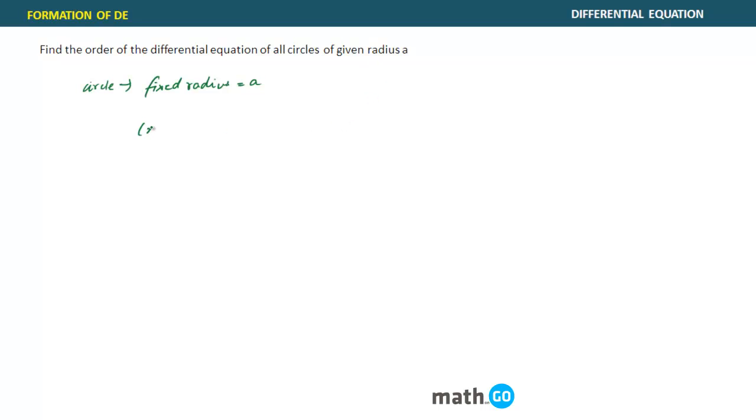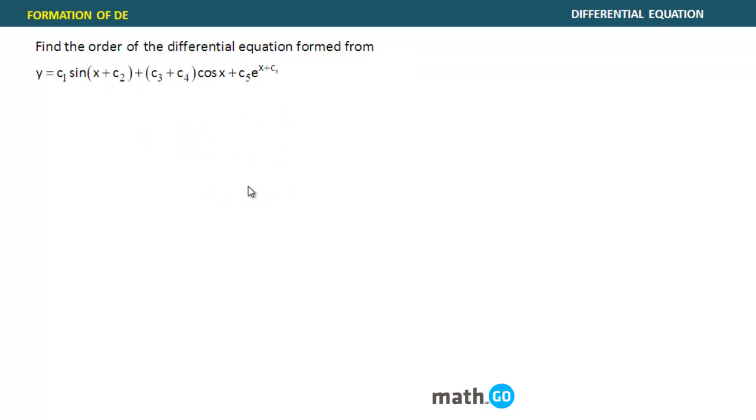So what you can say is, if I start writing the equation of the circle, that is something like this, equal to a square. So how many arbitrary constants are there in this particular term? Here the arbitrary constants are just two. What are those? They are h and k. a is not an arbitrary constant because it is given in the statement itself. So 2 is the number of arbitrary constants, simply the order is equal to 2. Now let's take the other problem.